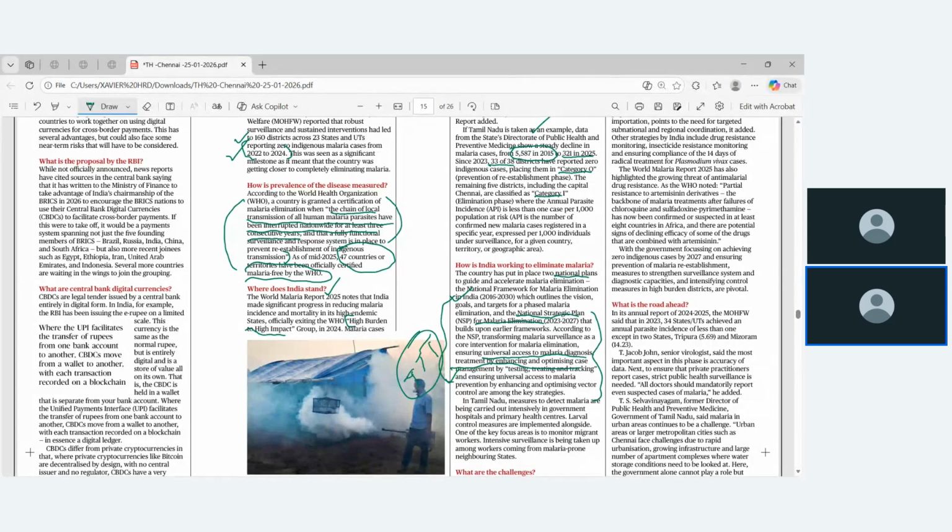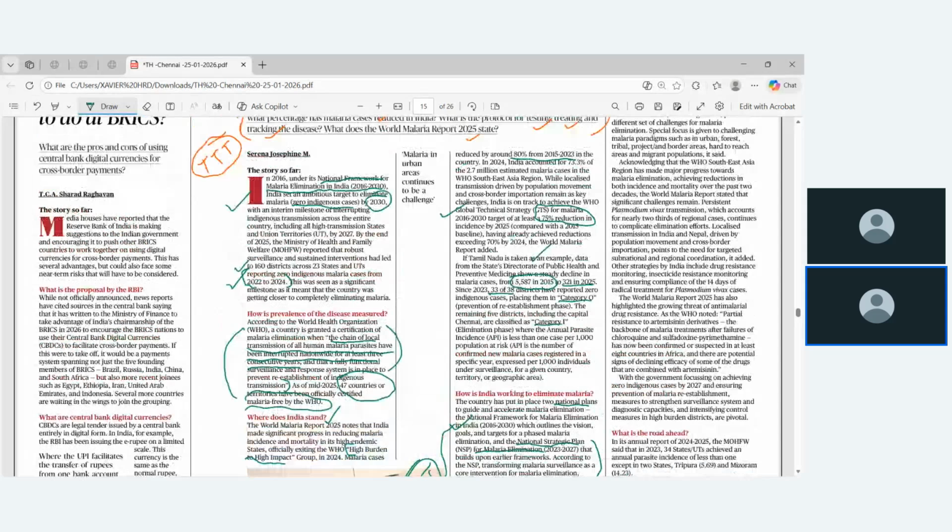In Tamil Nadu, measures to detect malaria are being carried out intensively in government hospitals and primary health care centers, and larval control measures are also going on in parallel. One of the key focus areas is to monitor migrant workers. This is what we observed in the last paper, where they mentioned importation. Importation means the bringing of goods or services into a country from abroad, or from another state or region. Because of importation, migration took place, and this is one of the reasons highlighted for the spread of malaria.